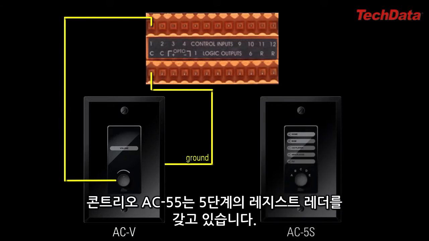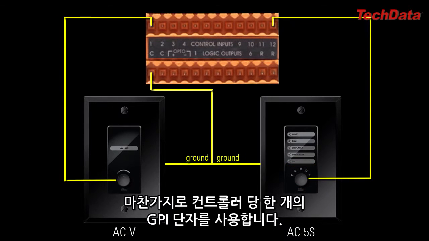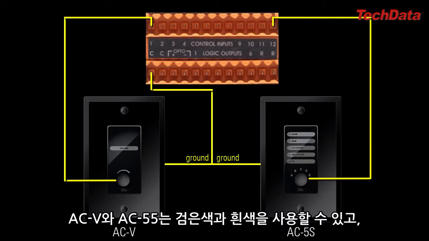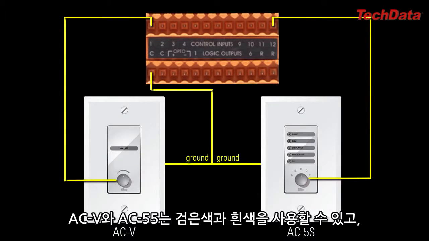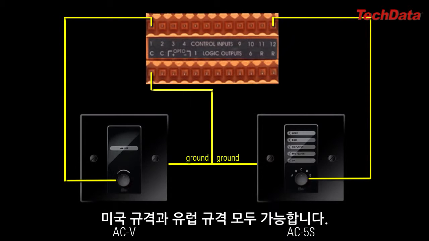The Contrio AC5S contains a single 5-position resistor ladder. Therefore, it requires a single GPI port per controller. And this is useful for source selection of up to 5 sources. The ACV and AC5S are available in both black and white, and in both US Decor and EU form factor.